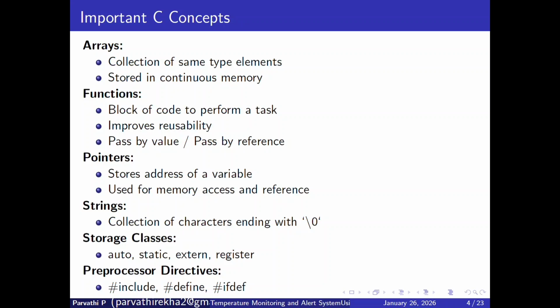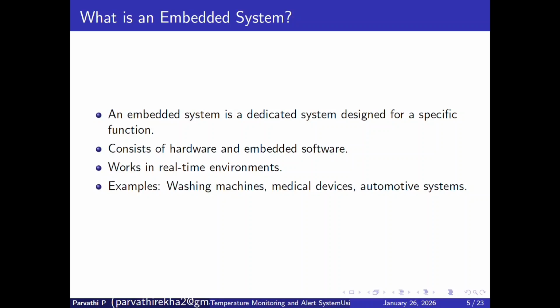What is an embedded system? So the embedded system is a dedicated system that is designed for a specific function. Like you can see, gadgets like washing machine, smartphone, speakers, almost everything is an embedded system. So it consists of both the hardware and embedded software, and it works in a real-time environment.